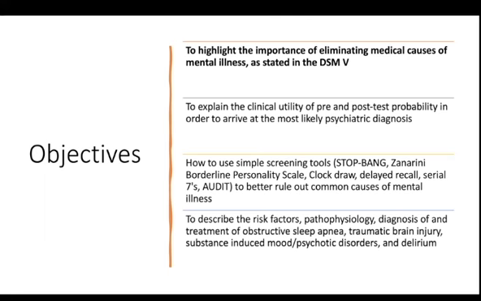The second point is to explain the clinical utility of pre- and post-test probability in order to arrive at the most likely psychiatric diagnosis. The third objective is how to use some simple screening tools that are in the public domain and free for us to use, like the STOP-BANG, the Zanarini, the clock draw, delayed recall, serial 7s, AUDIT. We'll go over a NIDS scale as well, to better rule out common medical causes of mental illness. And the last point, we'll mention next hour because that's really next hour's business.